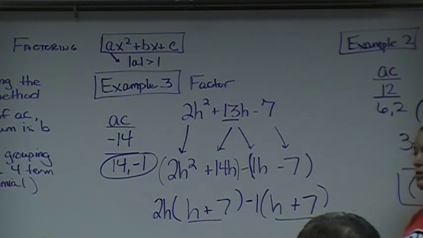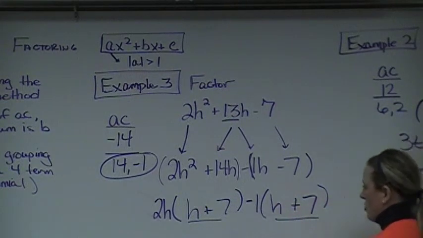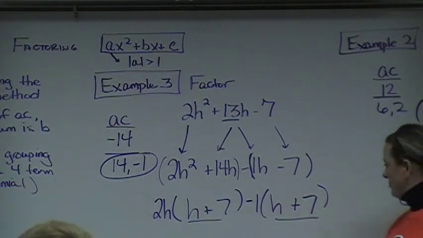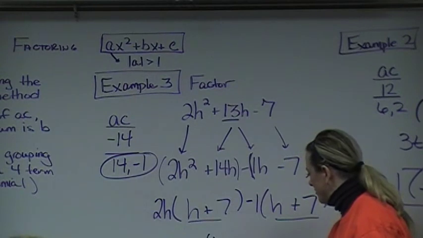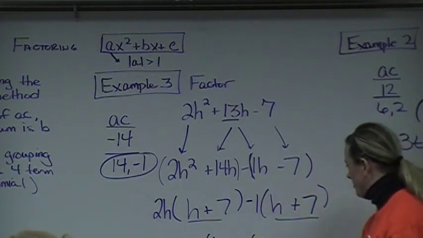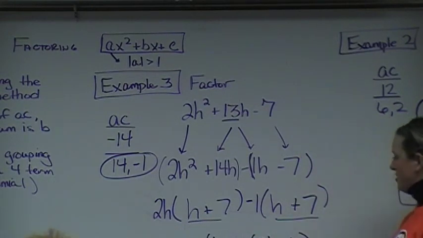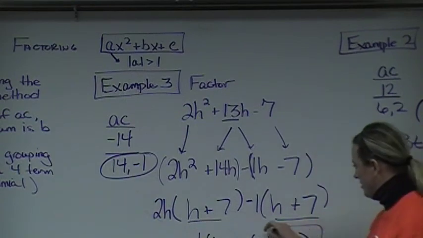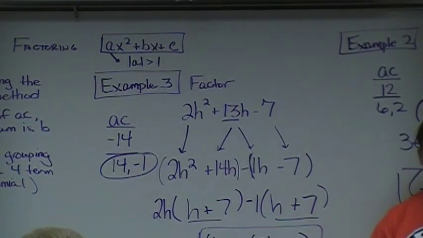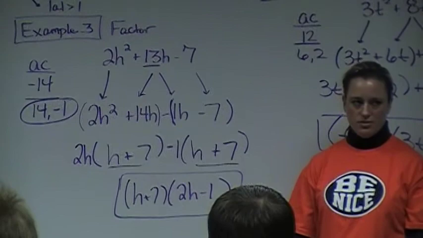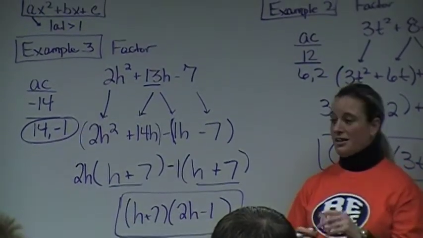All right, so, Laura, you had your hand up earlier. I'm going to call you. What would be my two binomials, what would be my answer? H plus 7. And then 2h minus 1. Perfect. 2h minus 1. You guys did awesome with that. Okay? How do you feel about that? Okay, a little bit, okay, again, I know it's hard.